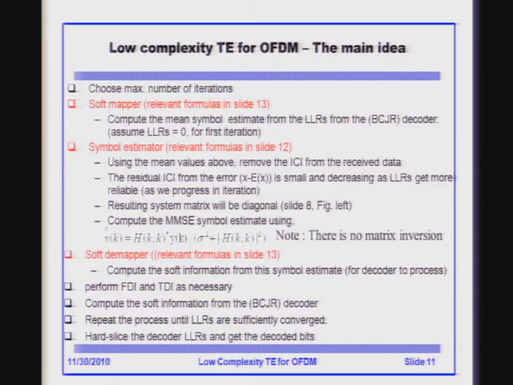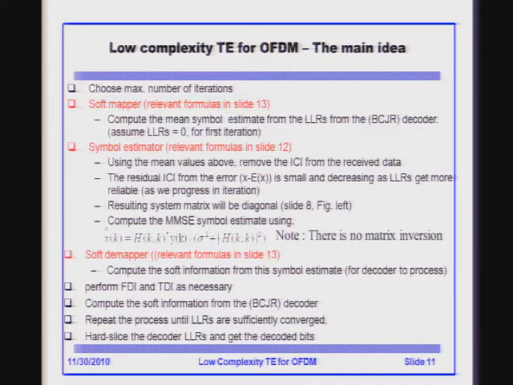So the interference from the adjacent bins is computed, and it is removed. And so the residual error is small. Yeah, that will be diagonal.